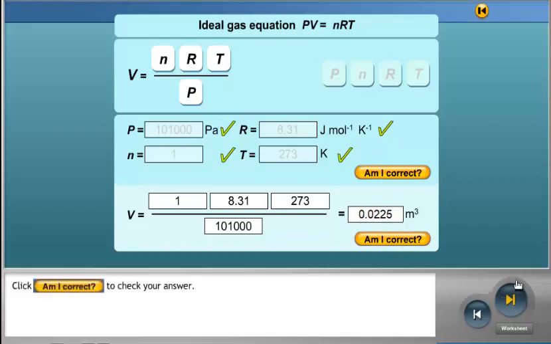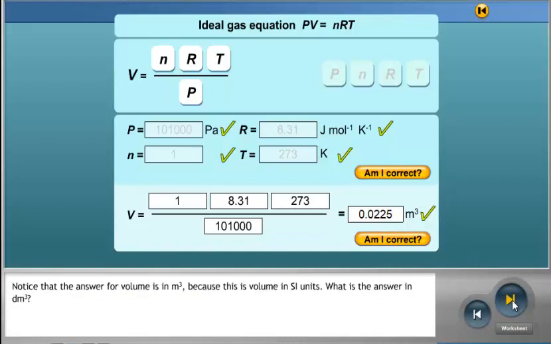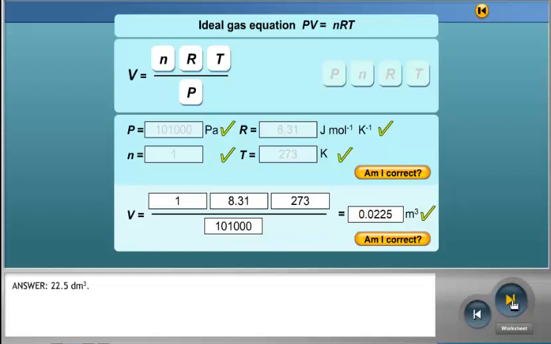Click Am I correct? to check your answer. Notice that the answer for volume is in cubic meters, because this is volume in SI units. What is the answer in cubic decimeters? Answer: 22.5 cubic decimeters.